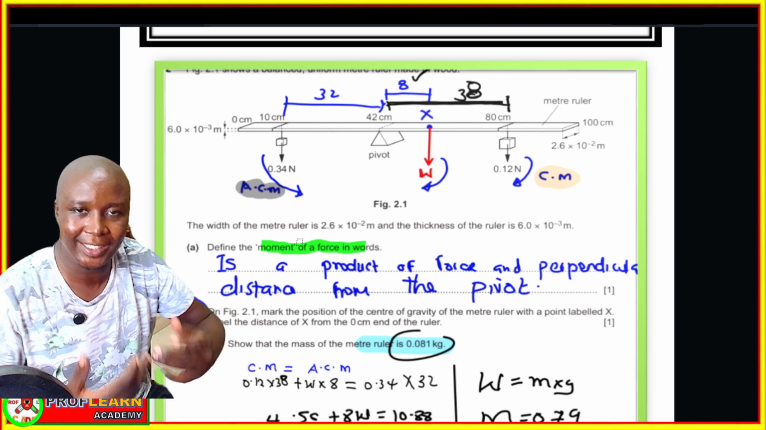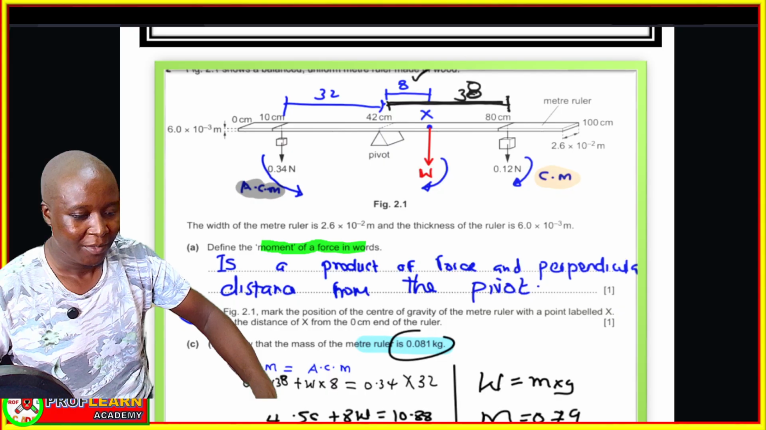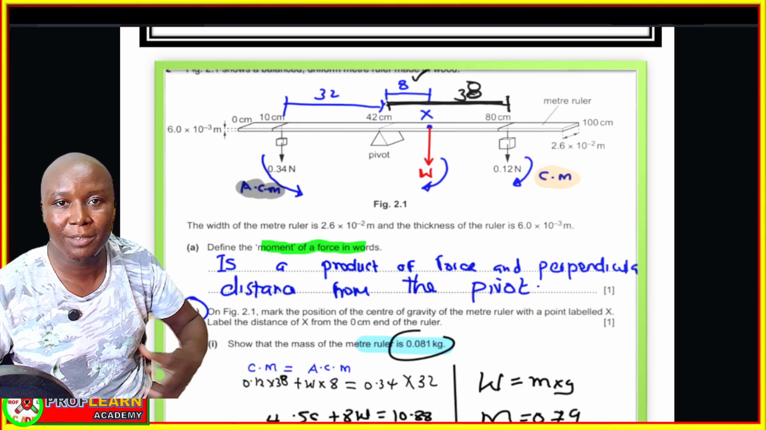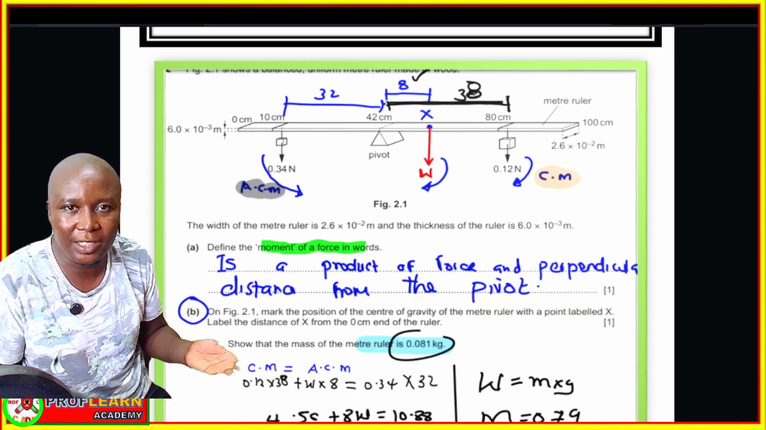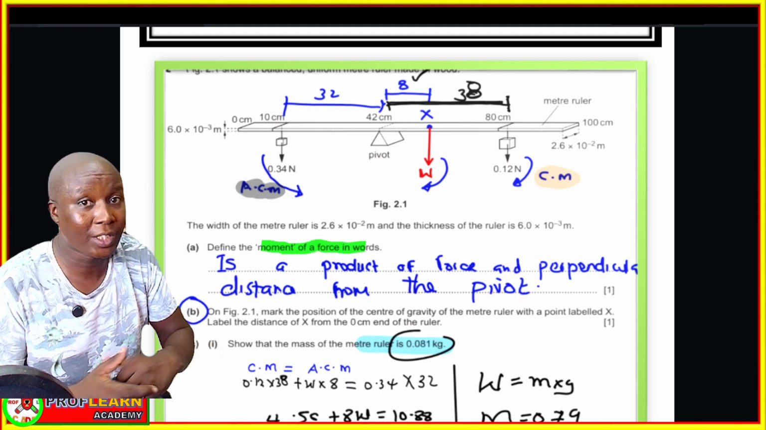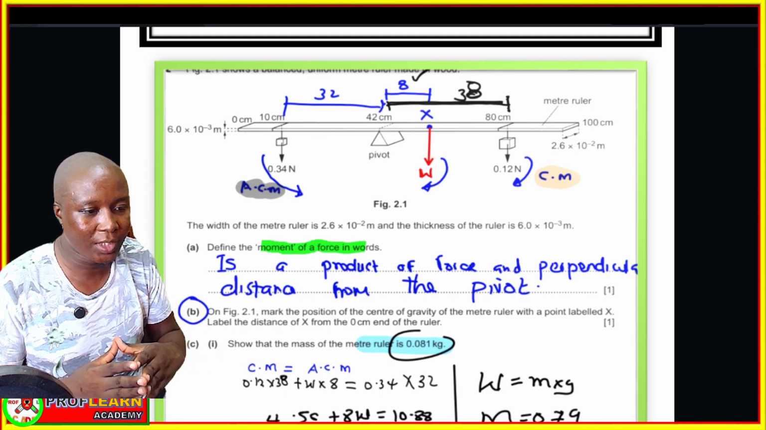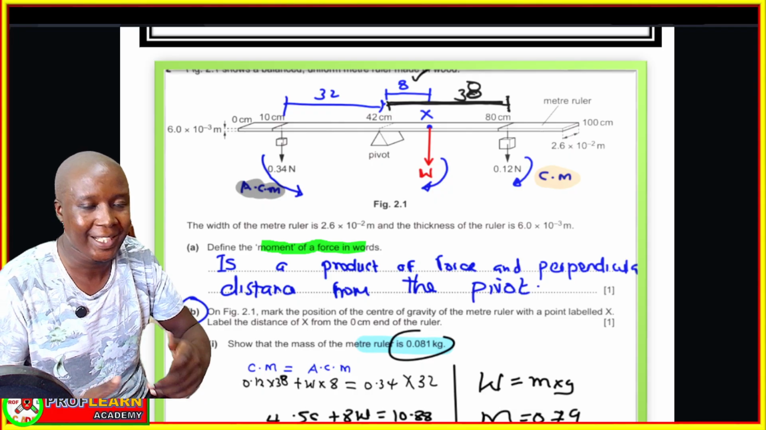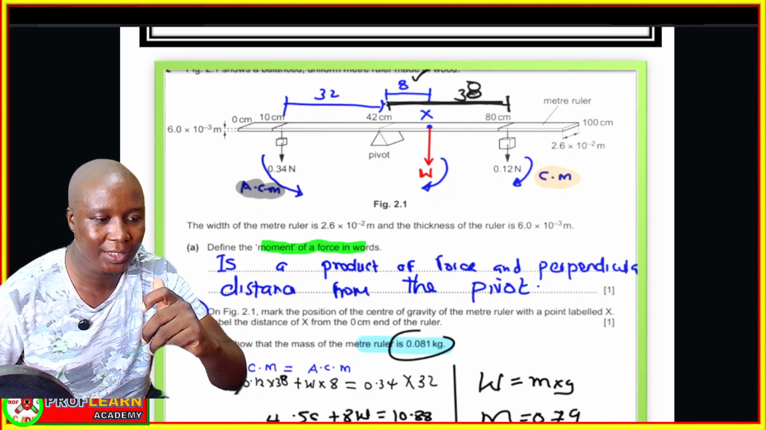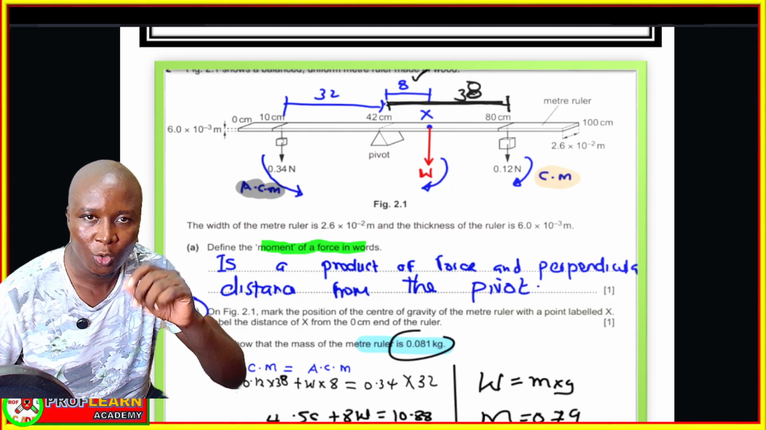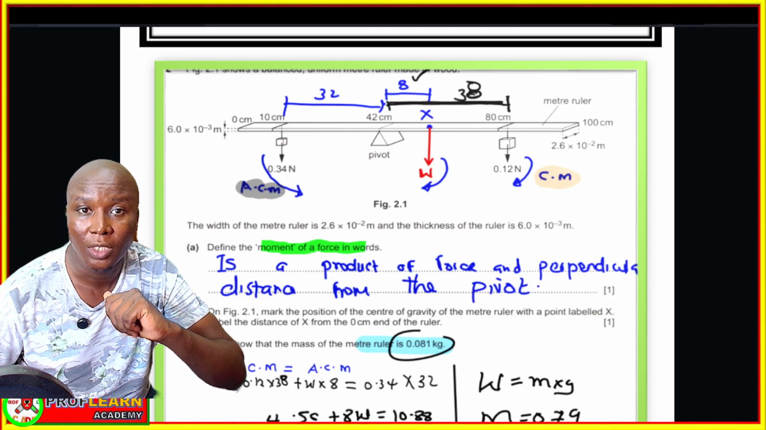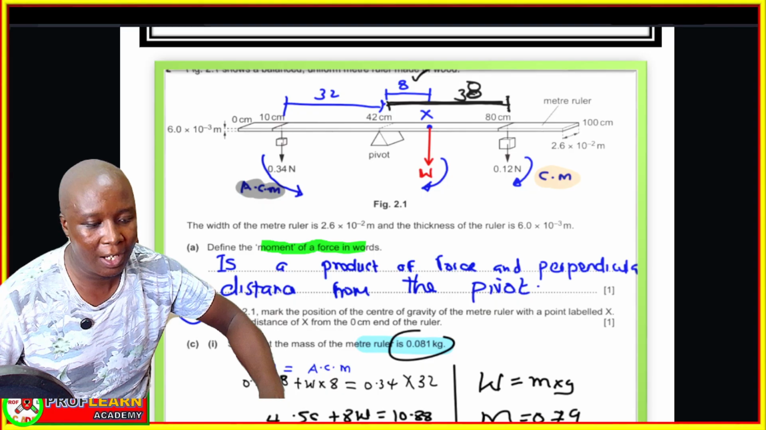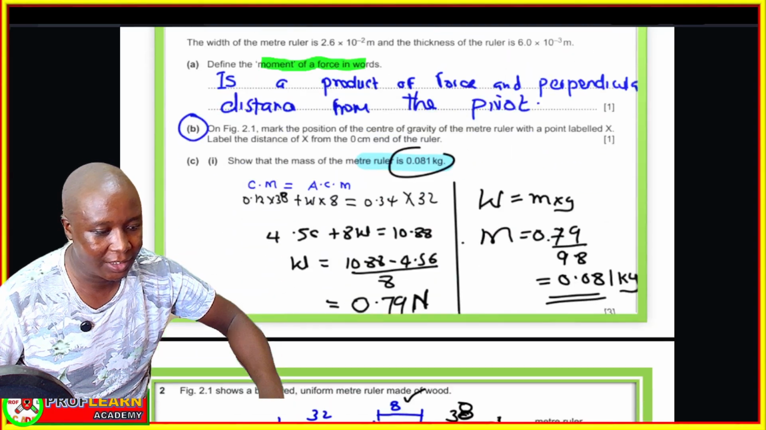So if a student has stated using a formula, then it means this student ended up crying in the exam because no mark was awarded. So you are supposed to say that a moment of a force is a product of force and perpendicular distance from the pivot to the point of action of the force. So you are supposed to know how a moment is calculated.